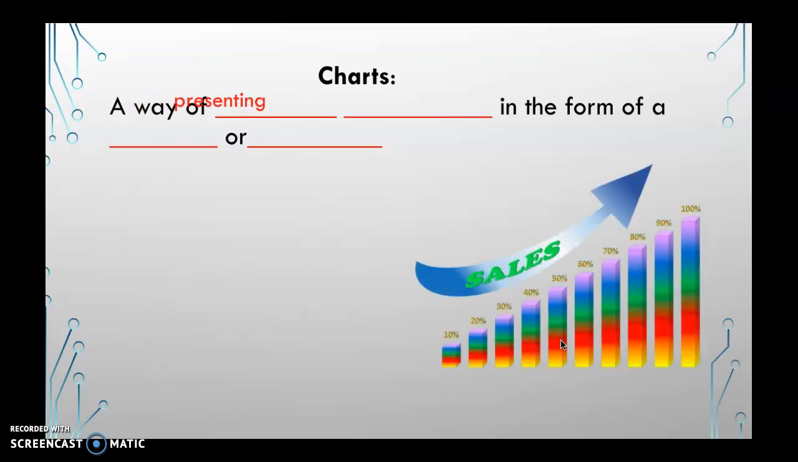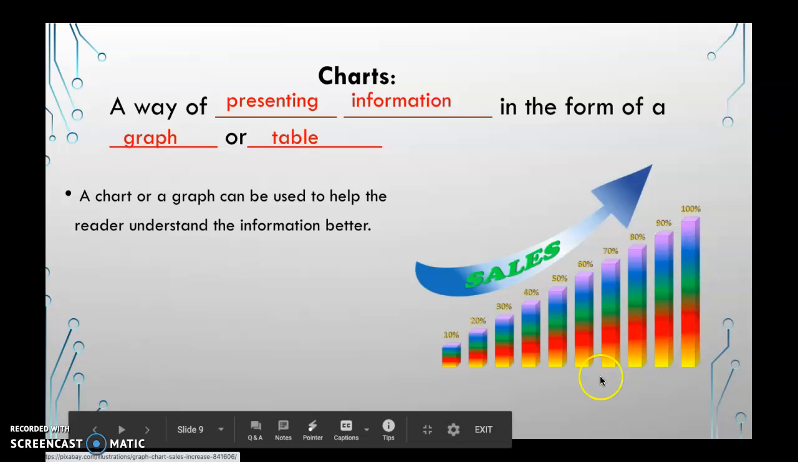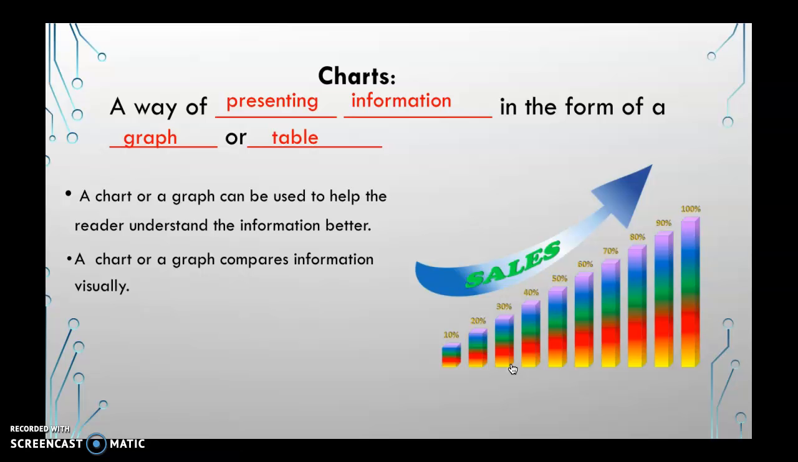Next, we have charts. This is a way of presenting information in the form of a graph or a table. A chart or a graph can be used to help the reader understand the information better. Again, it gives us that visual representation of the information that is being presented to us in the text. A chart or graph can compare information visually.